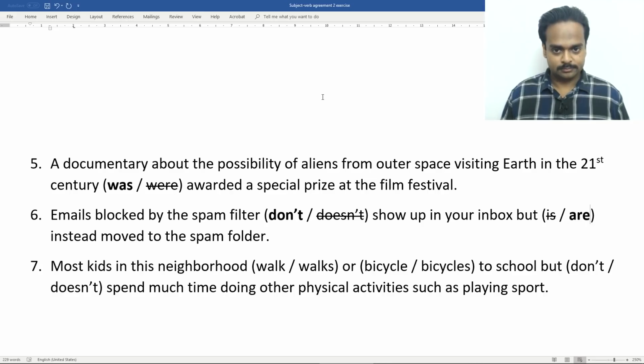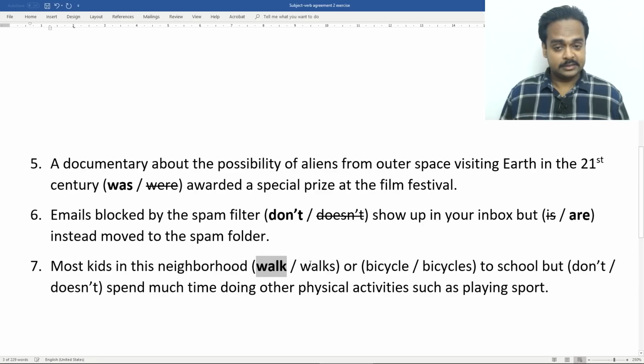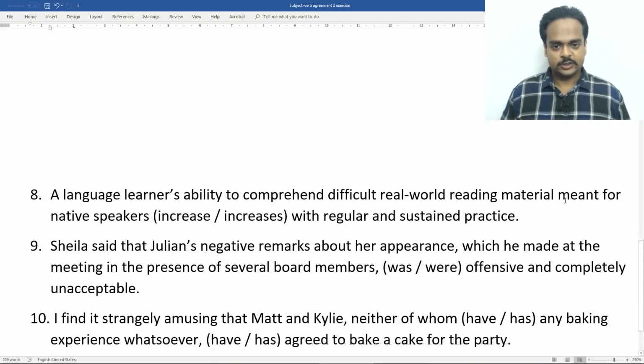So emails blocked by the spam filter don't show up in your inbox, but those emails are instead moved to the spam folder. In number 7, there are 3 verbs, but this one should be easier because there's just a straightforward prepositional phrase starting with in. So in this neighborhood is a preposition phrase, which means that the subject is the plural word kids. Most kids in this neighborhood walk or bicycle to school, but don't spend much time doing other physical activities such as playing sport.